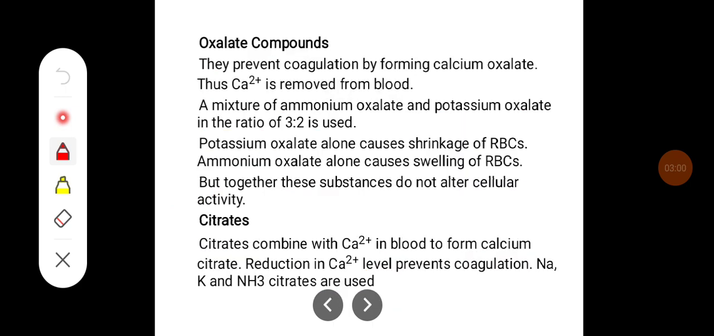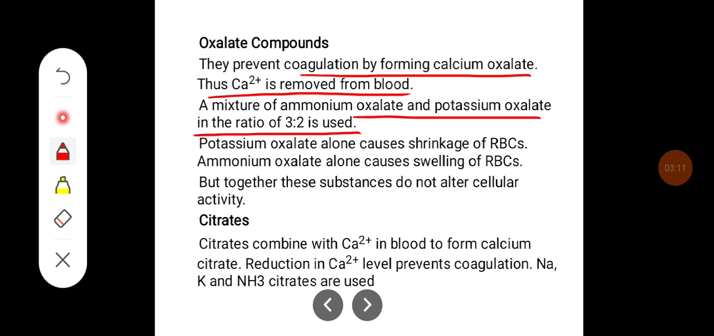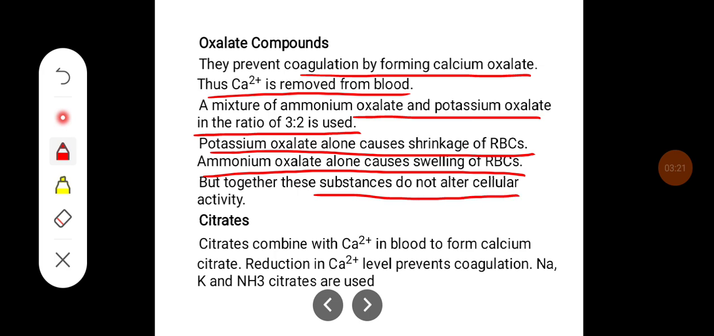Oxalate compounds. They prevent coagulation by forming calcium oxalate. Thus, calcium is removed from the blood. A mixture of ammonium oxalate and potassium oxalate in the ratio of 3:2 is used. Potassium oxalate alone causes shrinkage of RBCs. Ammonium oxalate alone causes swelling of RBCs. But together, these substances do not alter the cellular activity.